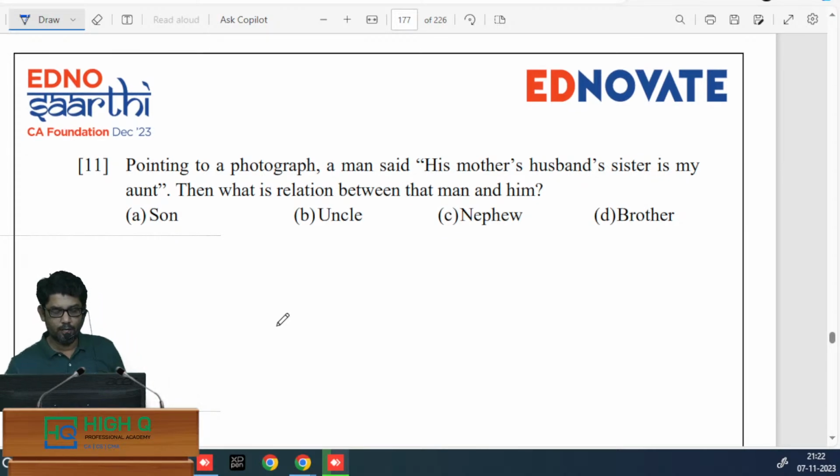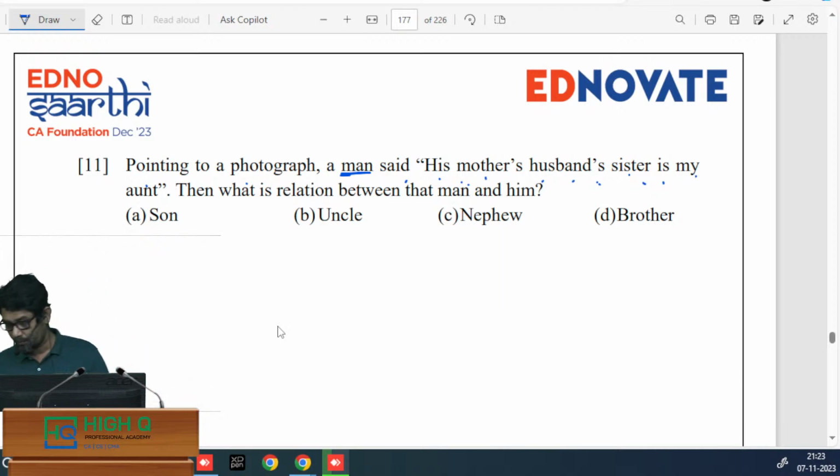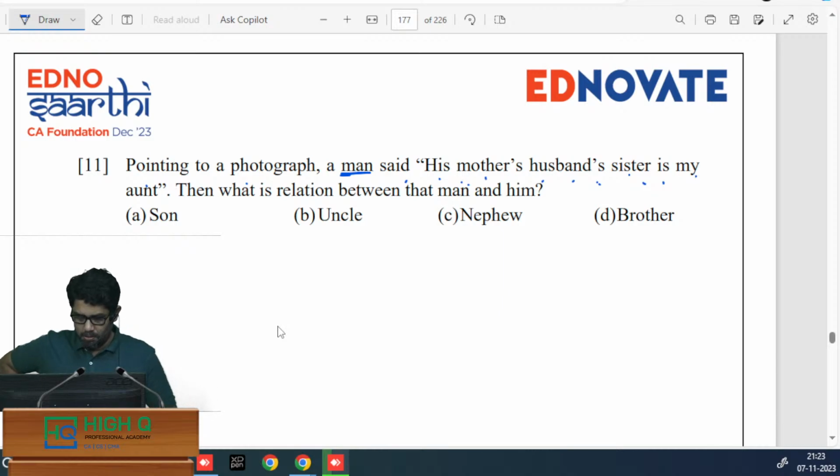Next, pointing to a photograph, a man said, "His mother's husband's sister is my aunt." Then what is the relation between that man and him? See, who is making the conversation? Man is making the conversation. Can you please give me the answer, my dear? I want you to try.